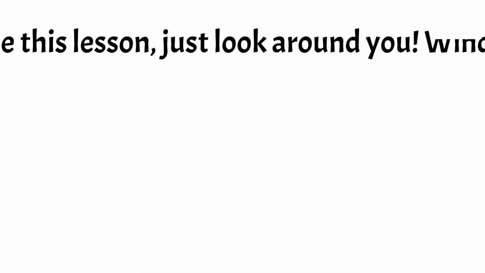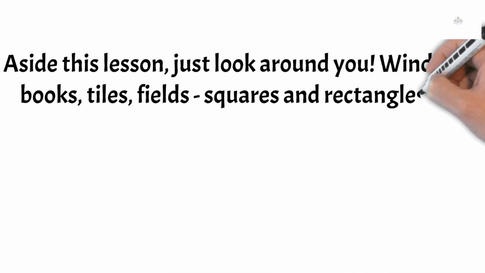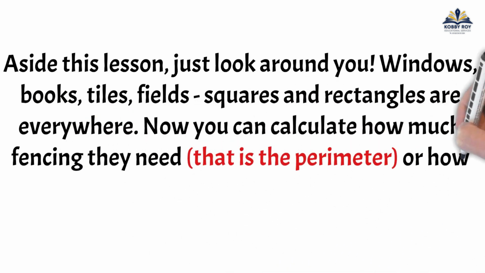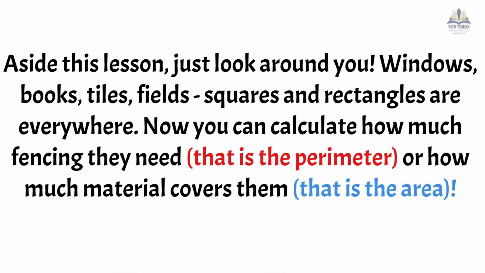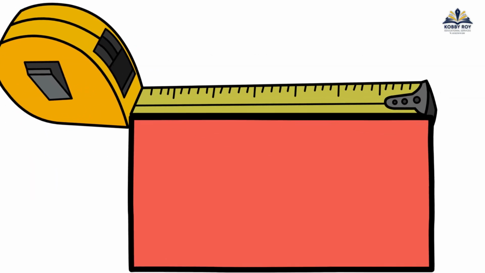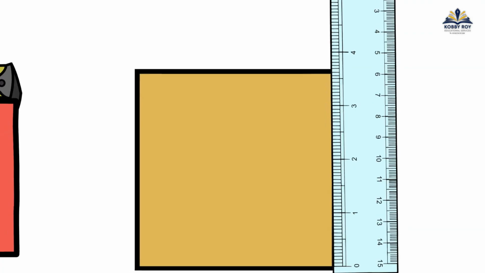Aside from this lesson, just look around you. Windows, books, tiles, fields, squares, and rectangles are everywhere. Now you can calculate how much fencing they need, that is, the perimeter, or how much material covers them, that is, the area. Try measuring squares and rectangles around you. Calculate their perimeter and area.